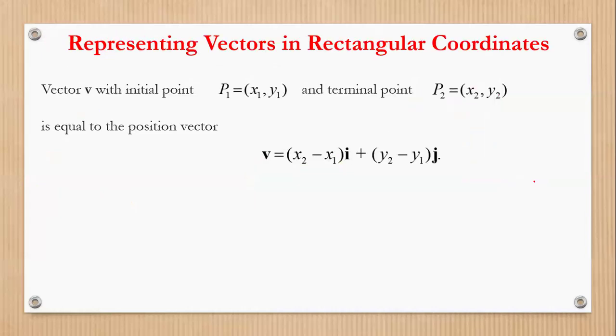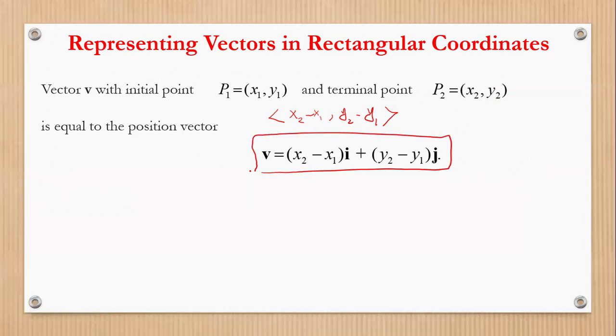So if you want to write the vectors in form of i and j, when the initial point and the terminal point is given to you, you need to subtract the initial from the terminal and then find the component of the vector and then write it in form of i and j, as we already mentioned. So to find the component, you just need to find x2 minus x1 and y2 minus y1. And if you put them with i and j, you will have the vectors in form of i and j.